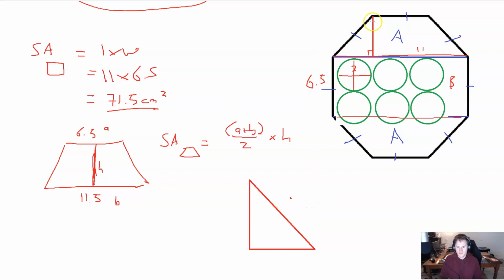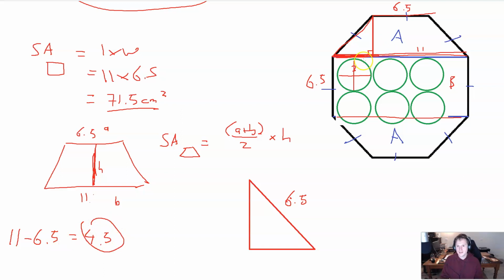Now I know this one, that diagonal, that's my 6.5. Because again, it's a regular shape, so all the sides are the same. And I can figure out this base here, this part here. Now, how can I do that? If this top is 6.5 and this bottom is 11, okay, not 11.5. I made a mistake down there. Whoops. The difference between those two, so 11 take away 6.5 is 4.5.